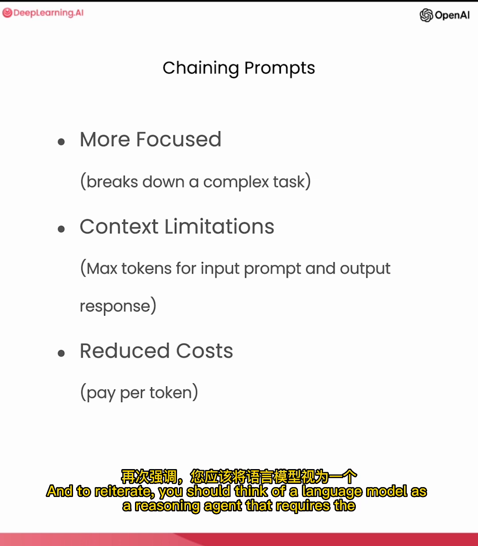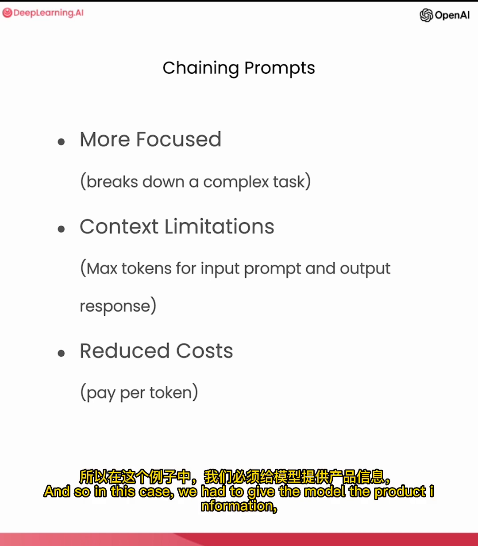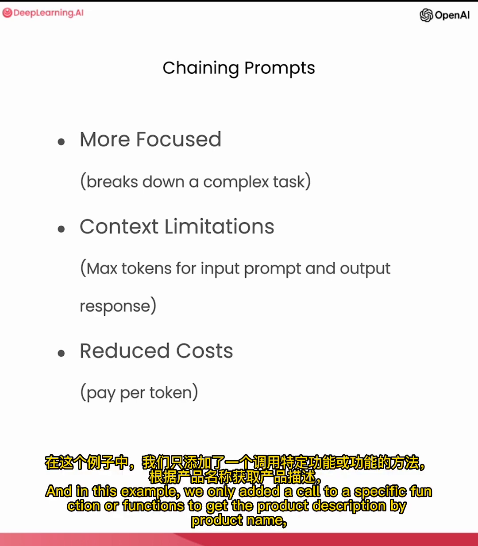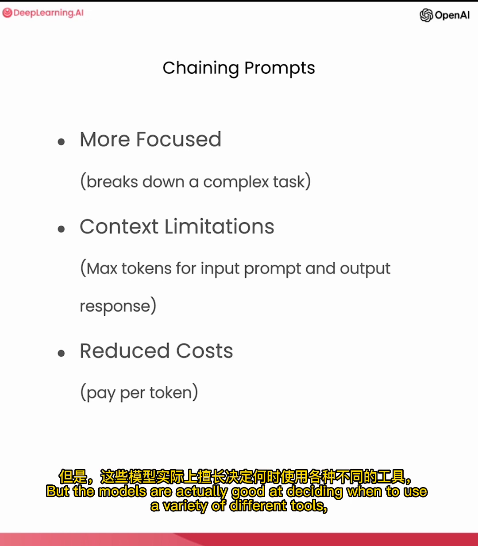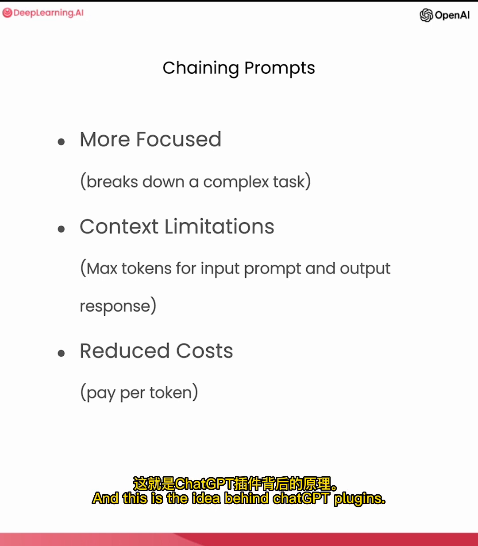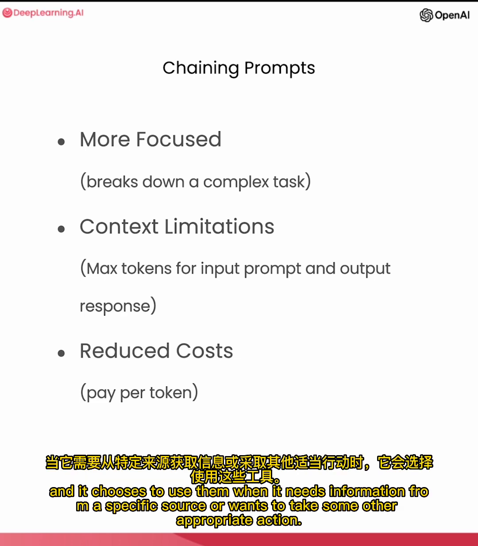And to reiterate, you should think of a language model as a reasoning agent that requires the necessary context to draw useful conclusions and perform useful tasks. And so in this case, we had to give the model the product information, and then it was able to reason about that product information to create a useful answer for the user. And in this example, we only added a call to a specific function or functions to get the product description by product name or to get the category products by category name. But the models are actually good at deciding when to use a variety of different tools and can use them properly with instructions. And this is the idea behind ChatGPT plugins. We tell the model what tools it has access to and what they do, and it chooses to use them when it needs information from a specific source or wants to take some other appropriate action.